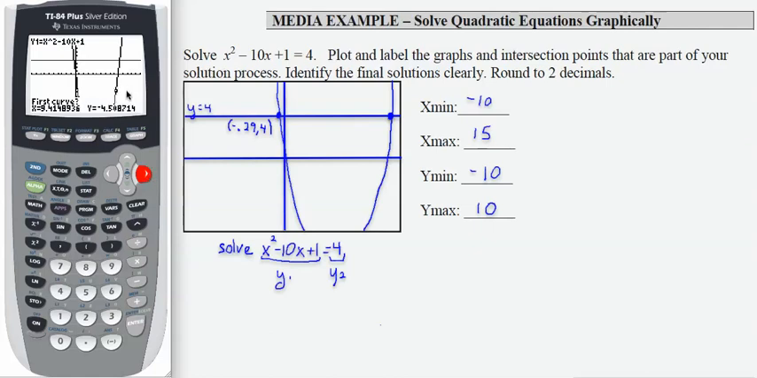It's now closer to the second intersection than the first. I can hit enter 3 times to generate the intersection. And if I round that to 2 decimals, I get 10.29. And then 4, that's my ordered pair for the second intersection. Therefore, my solutions are x equals -0.29 and 10.29. Those are the 2 values for x that satisfy the original equation.